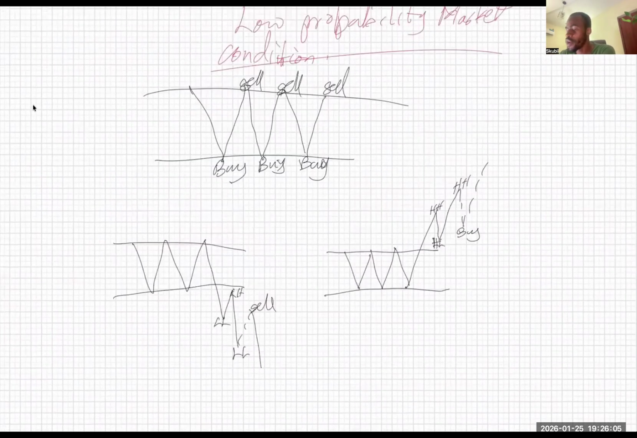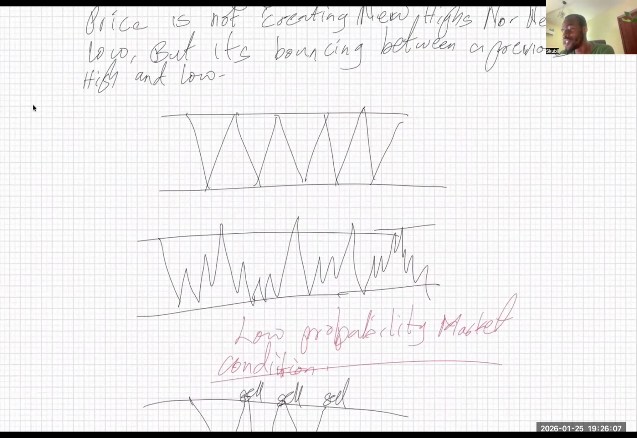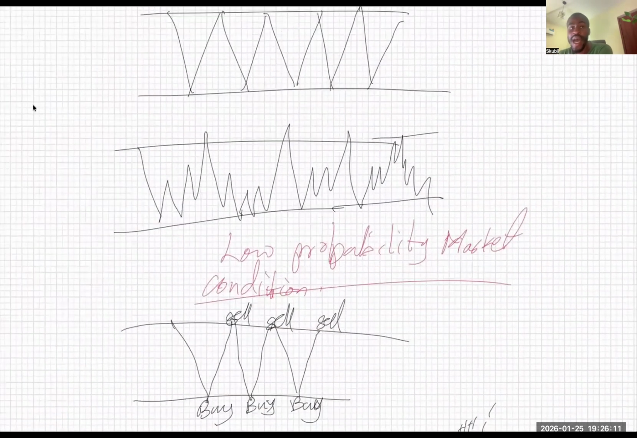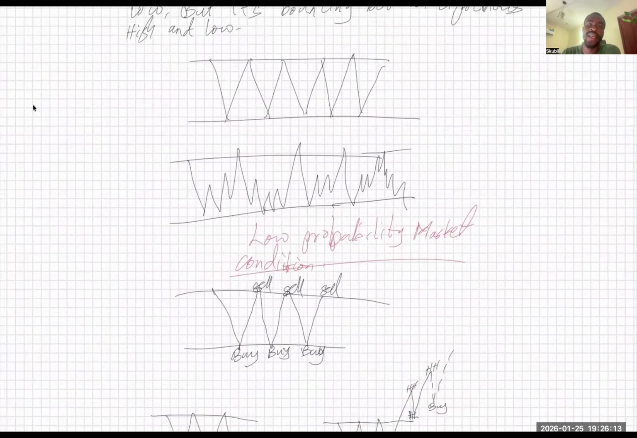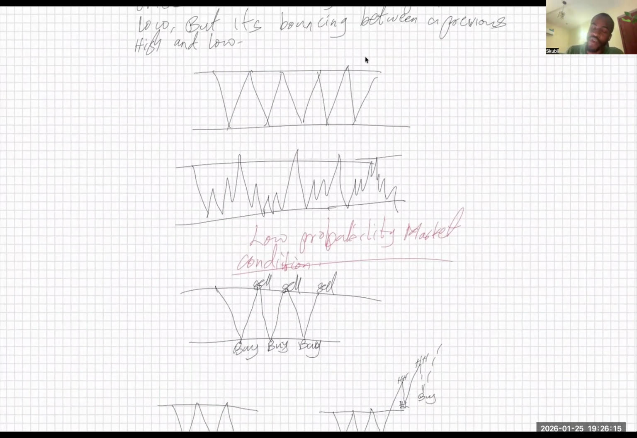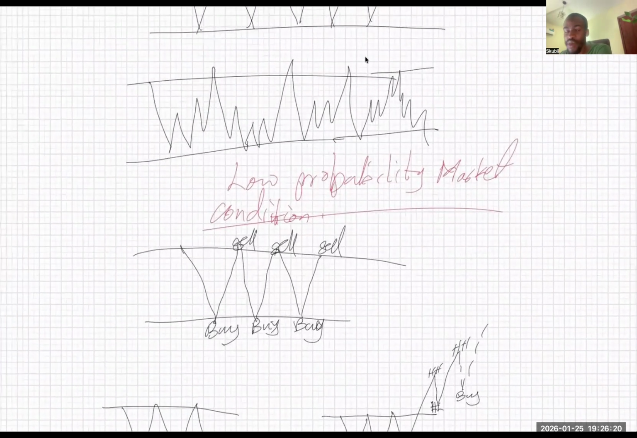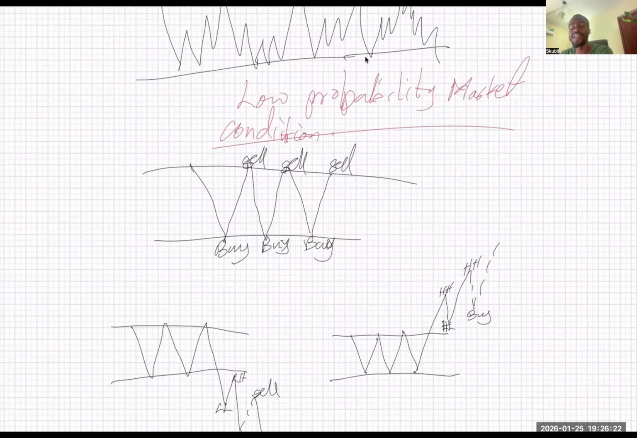So quick recap, a range is a market condition where price is just bouncing in between a previous high and a previous low. And it's generally considered a low probability market condition. That's to say that neither buys or sells will favor you that much. But if you still want to trade it, you can look to buy whenever price taps the low, sell whenever price taps the high.